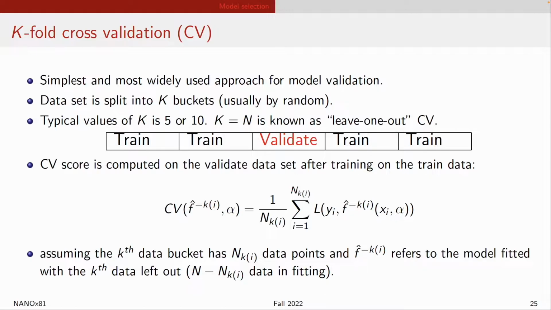So in each case, I will train a model using this training data. I will calculate my error on my validation set, okay? So this is my validation error. I'm going to sum up all my validation errors for each of the k validation sets, and then I will take the average of that, and that is called my cross-validation score, okay?